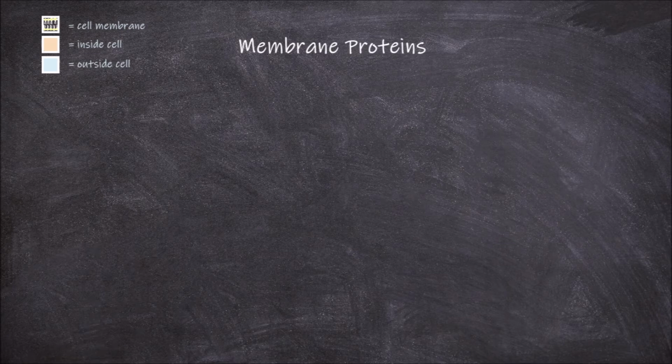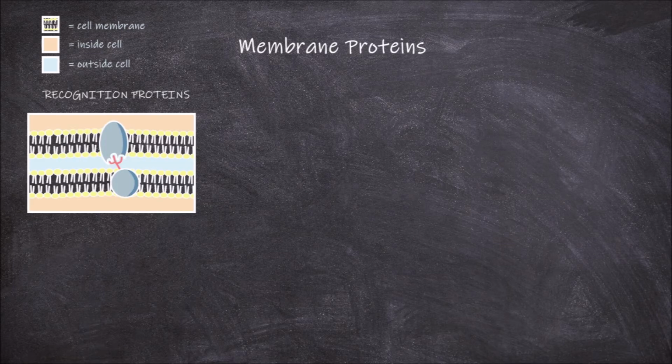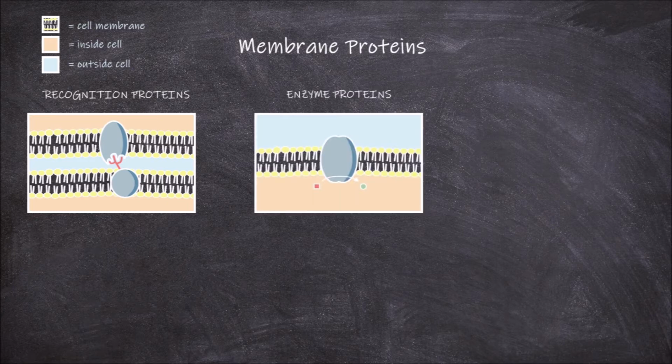The first kind of membrane proteins based on function are recognition proteins. These proteins function in identifying cell types and communication between cells. Some proteins have tags in the form of sugars on the outer edge of the protein that makes them identifiable by proteins from other cells. A second kind of membrane protein are the enzyme proteins. These proteins function in catalyzing reactions within the cell.